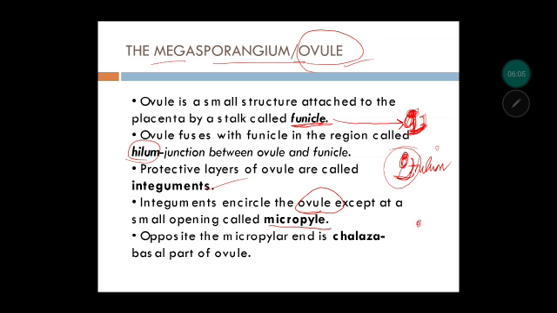So suppose this is the ovule and this is the protective layer. This protective layer is called the integument. Now except for this area where a small opening is there, the integument is present all over, and this small opening is referred to as the micropyle. The end which is opposite to this micropyle is called the chalaza, or the basal part of the ovule. So these terms should be very much clear to you.